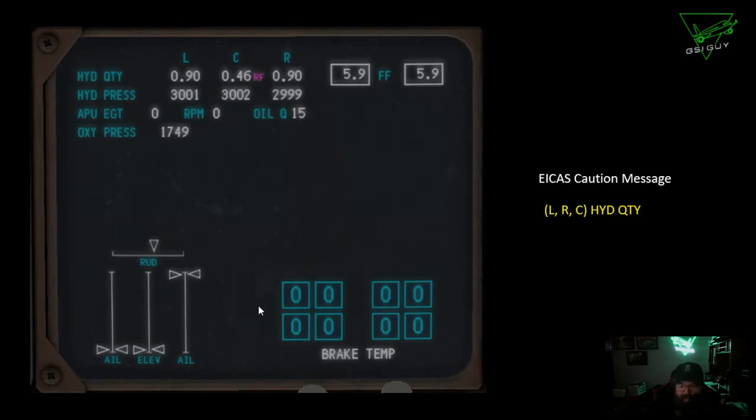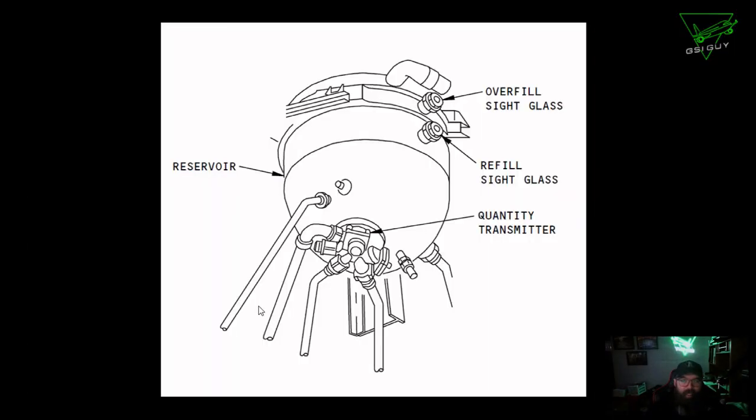Now, you might be asking yourself, what does the reservoir even look like? Like, what are we talking about? How much are we talking about? And it's not very big. And this is directly out of an AMM.